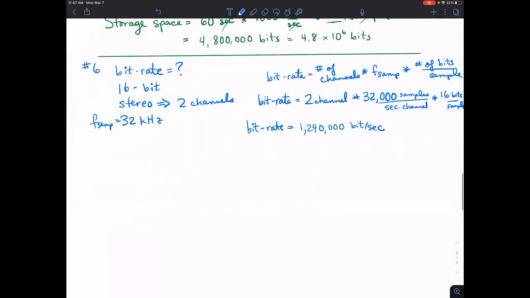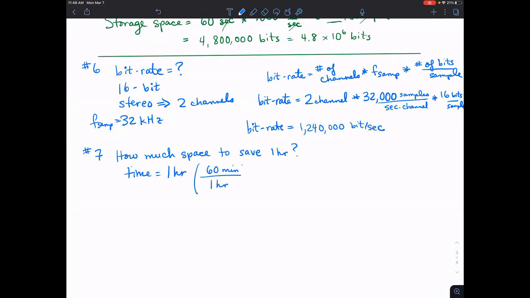And then number 7 is just a continuation of that. It says, how much space is required to save this for 1 hour? So the time is 1 hour. But the trick with finding the space is that the time has to be in seconds. So you say, okay, well, in 1 hour, there are 60 minutes, and in 1 minute, there are 60 seconds. So then your minutes will cancel and your hours will cancel, and you'll be left with 3,600 seconds.